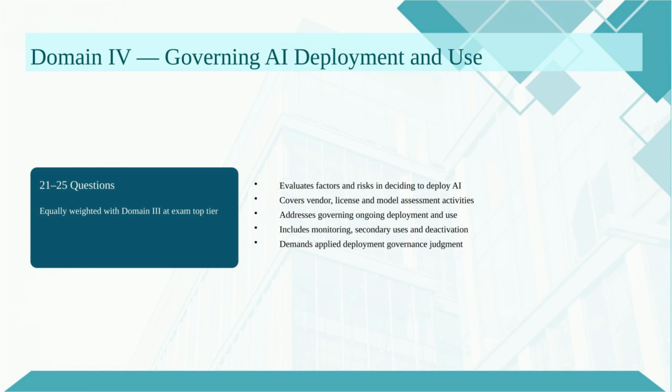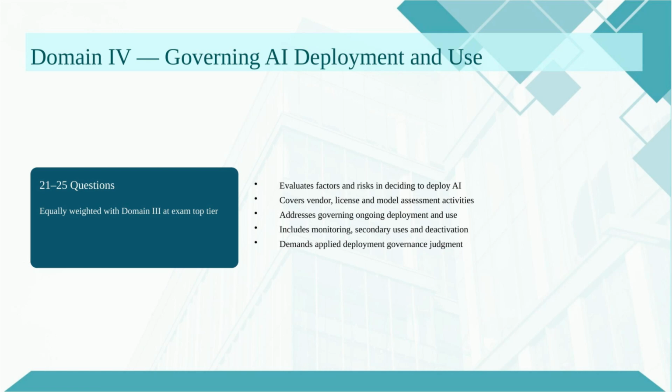A car passing safety tests in the factory is great, but governing it on the open road with real drivers and unpredictable conditions is another matter entirely. That's the shift here. This domain covers deciding whether to deploy at all, choosing how to deploy, monitoring the system once it's live, handling incidents, managing vendors, and even knowing when to shut something down.